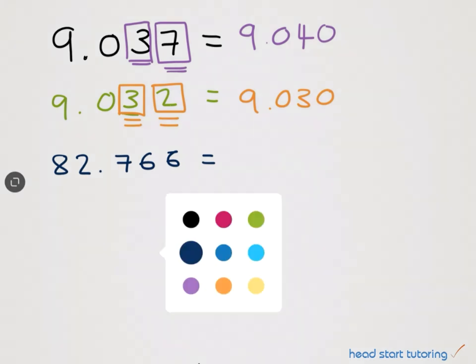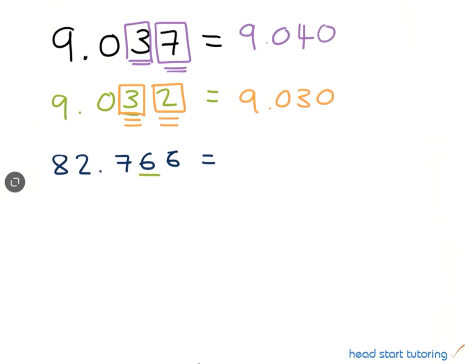$82.766. If we would like to round this number off to the nearest hundredth again, we have a look at the place value to the right of our hundredths, which is 6 thousandths. And because this 6 thousandths is greater than 5 thousandths, we will round this hundredth off by adding one more hundredth. So 6 hundredths plus 1 hundredth, which is 0.01, will give us an answer of 82.77, and everything after the hundredth column will become a 0.